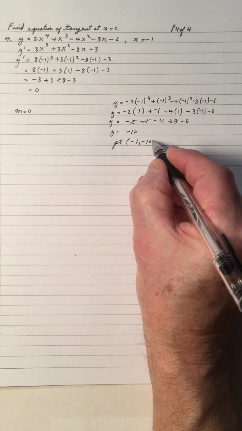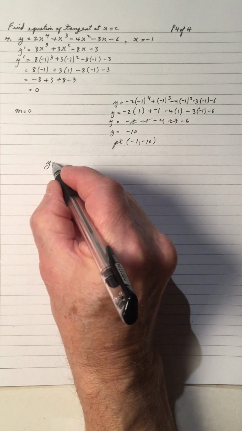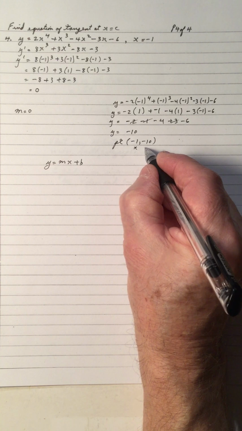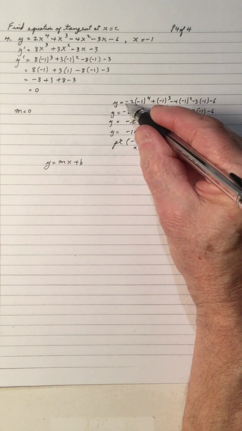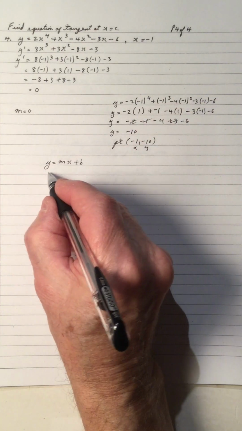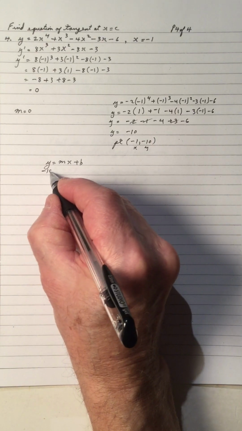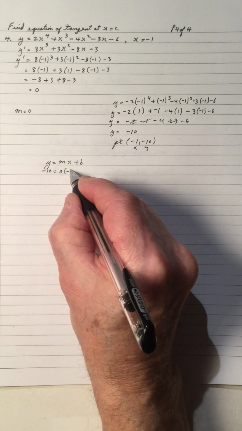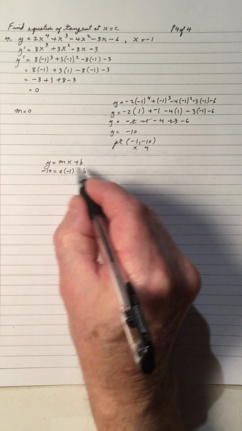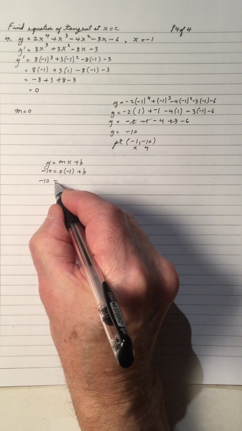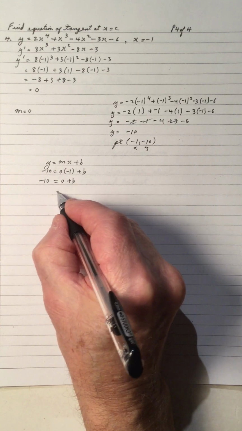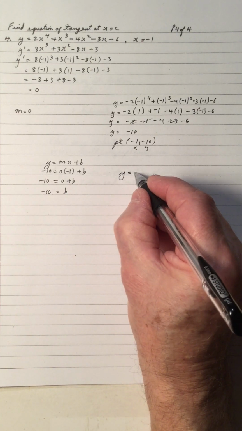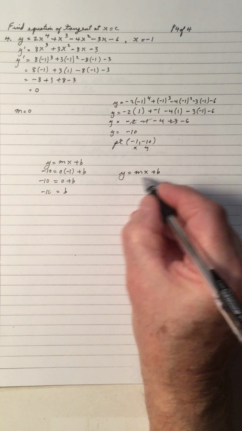-1 gives us -10. So the equation is y equals mx plus b. This is the x and the y on this quartic. So the y is -10. The m is 0. x is -1. And we got to find the b. So -10 equals 0 plus b. So b is -10.